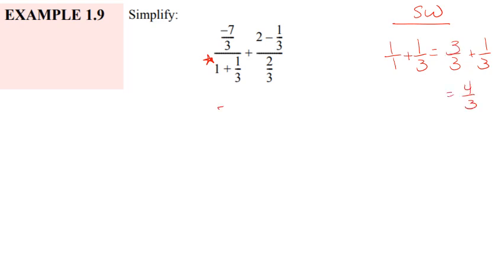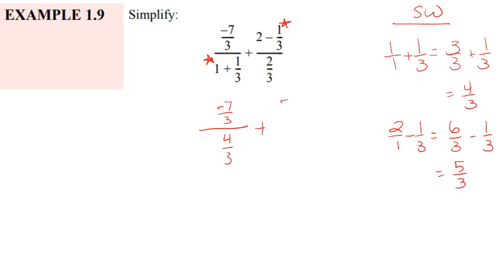So now this will be negative 7 over 3 divided by 4 over 3 plus, and then I need to figure out this guy, 2 over 1 minus 1 over 3, common denominator is 3, 6 minus 1, so this is 5 over 3. So this will be 5 over 3 over 2 over 3. So that was my first step to make sure I took care of the 1 plus 1/3 and 2 minus 1/3 first.